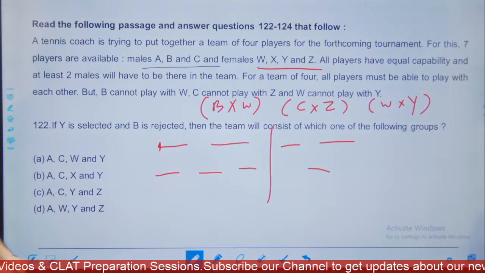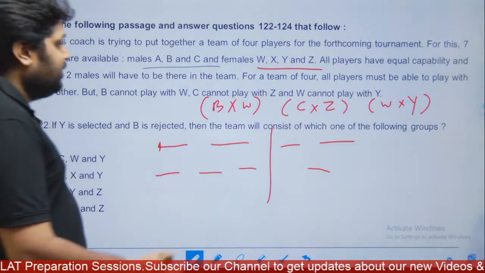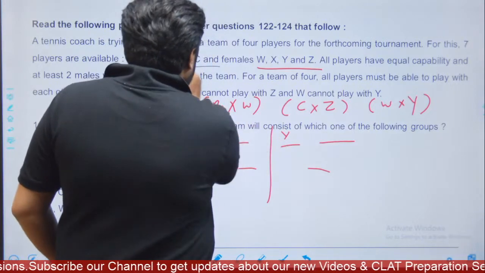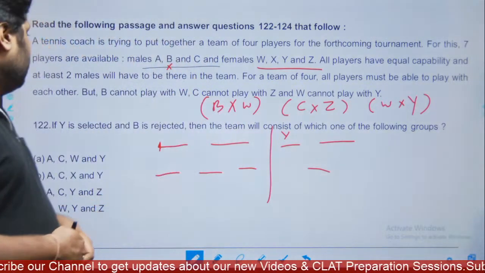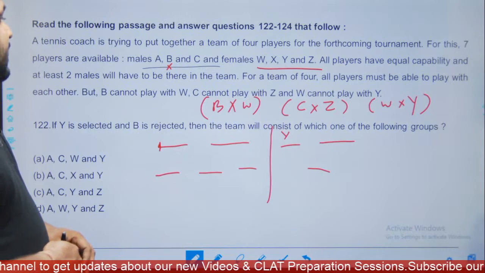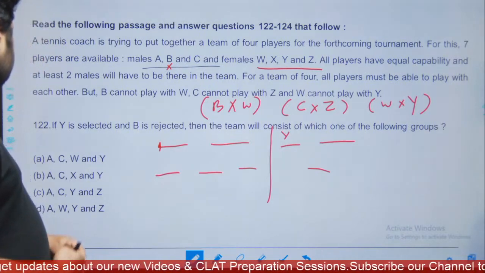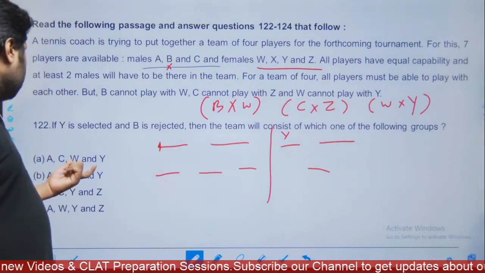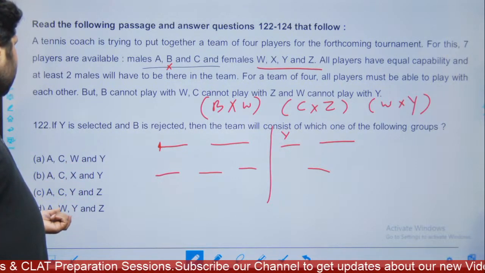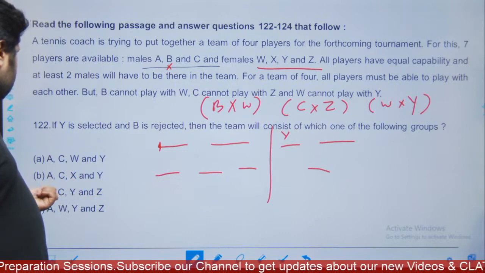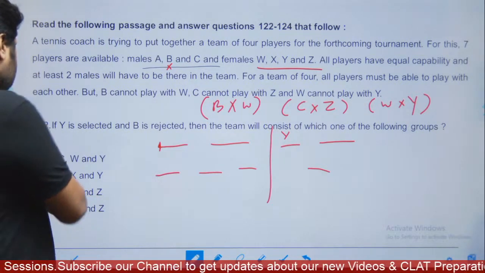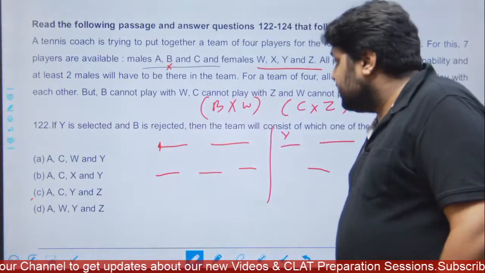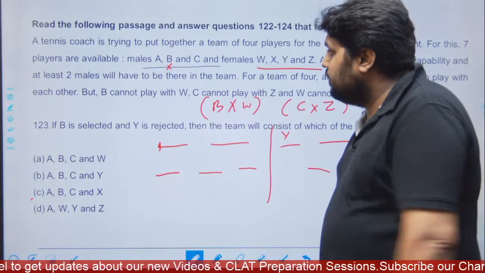If Y is selected and B is rejected, which one of the following groups will be the team? Okay, you can check the answer. W and Y cannot come together, so option A and D will be eliminated, right? Option B will be eliminated, so the answer will be C. You can easily mark the answer. So this is a doable set, I am not discussing it further, you can easily solve it.